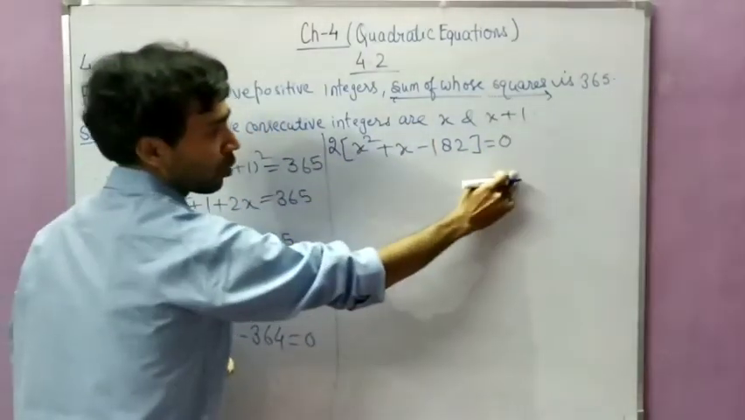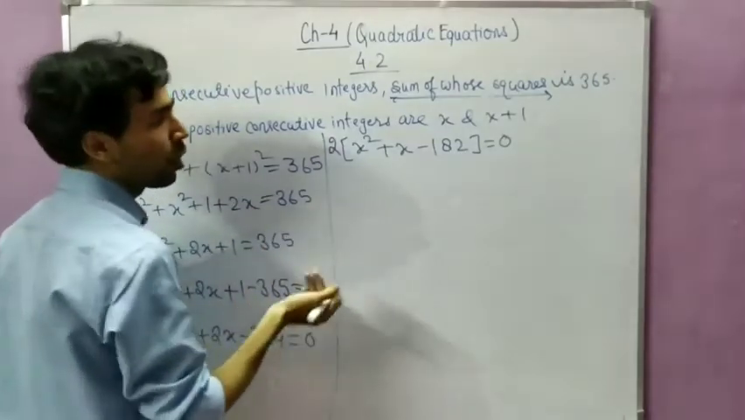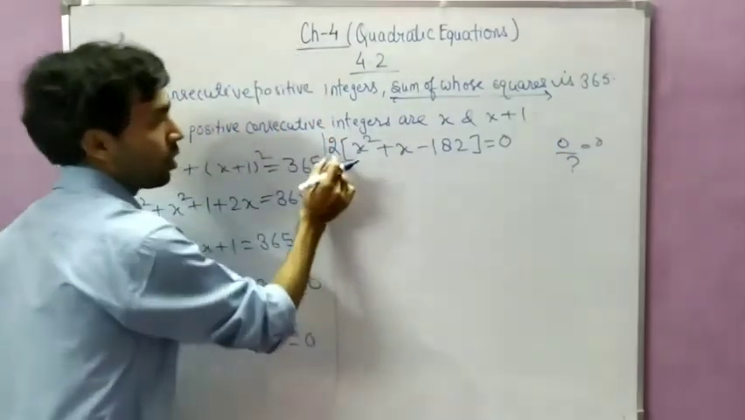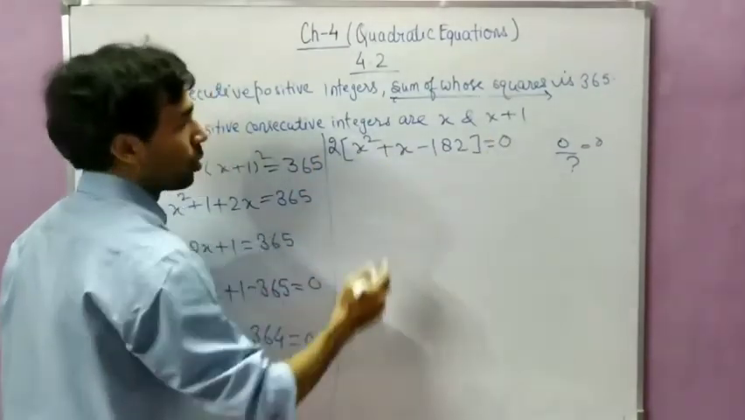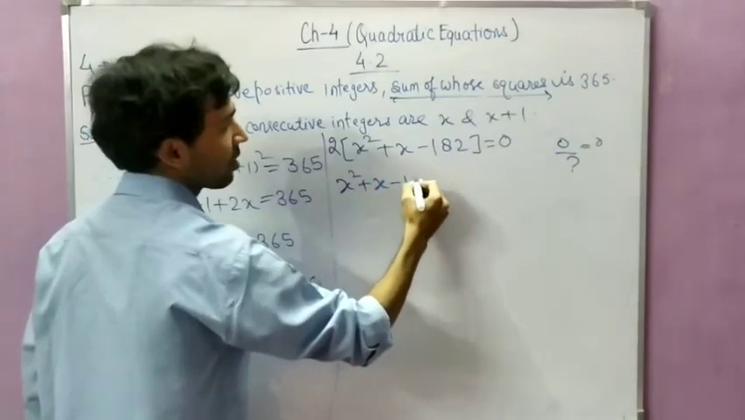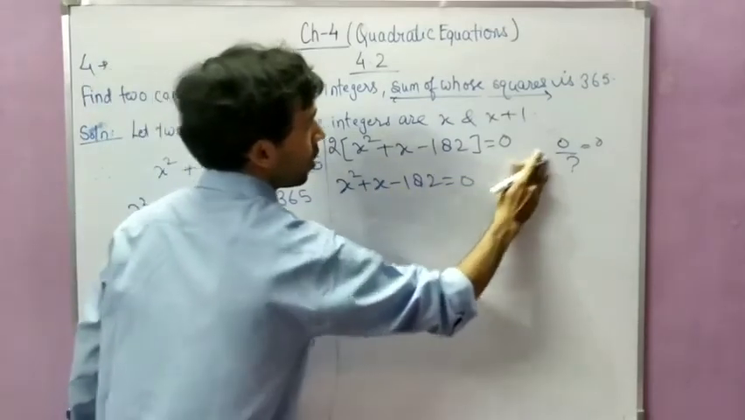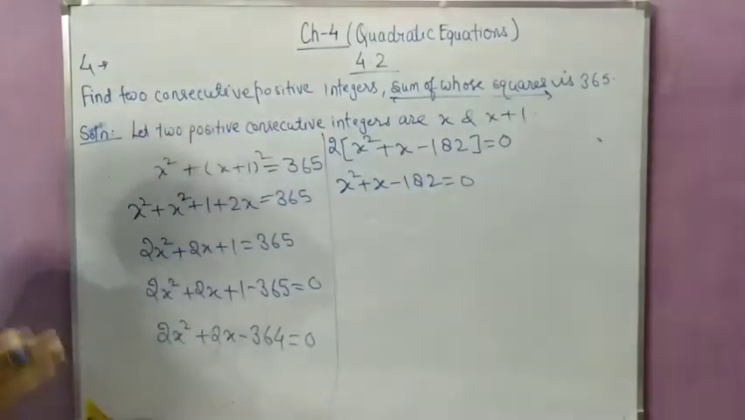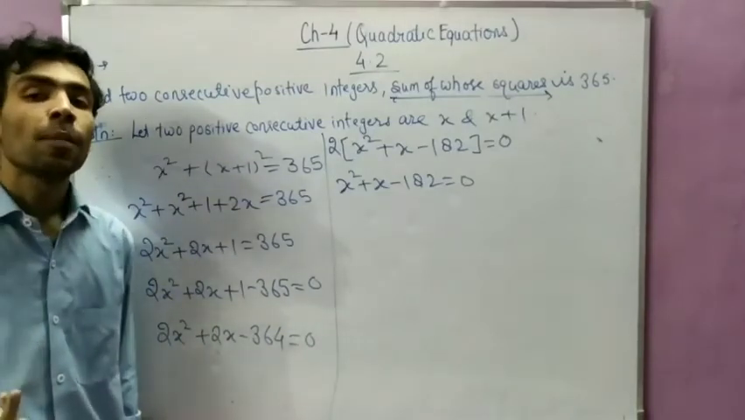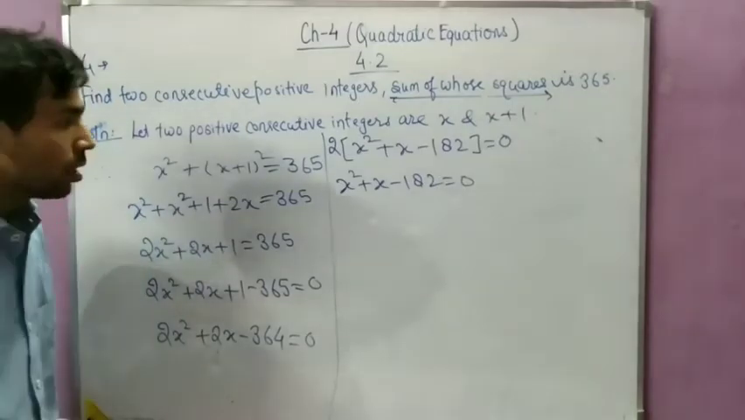Now this 2 will be divided to this side, so it will come 0, because 0 divided by any number will be 0. So our answer will be x square plus x minus 182 equal to 0. So this is our quadratic equation. Now we have to solve it, and we will solve by factorization method.